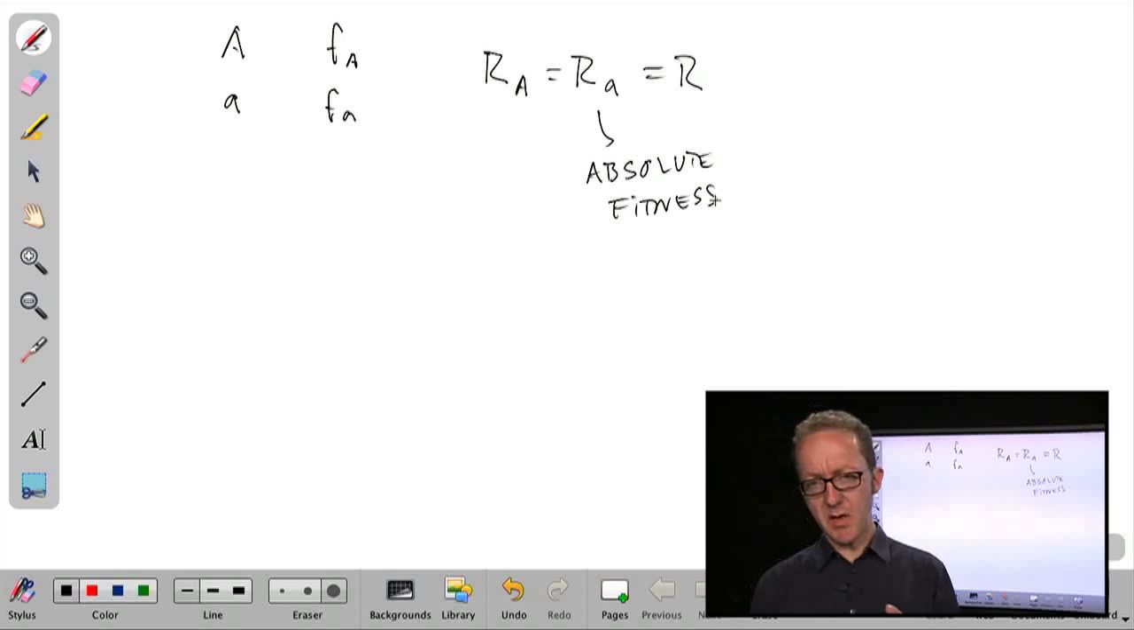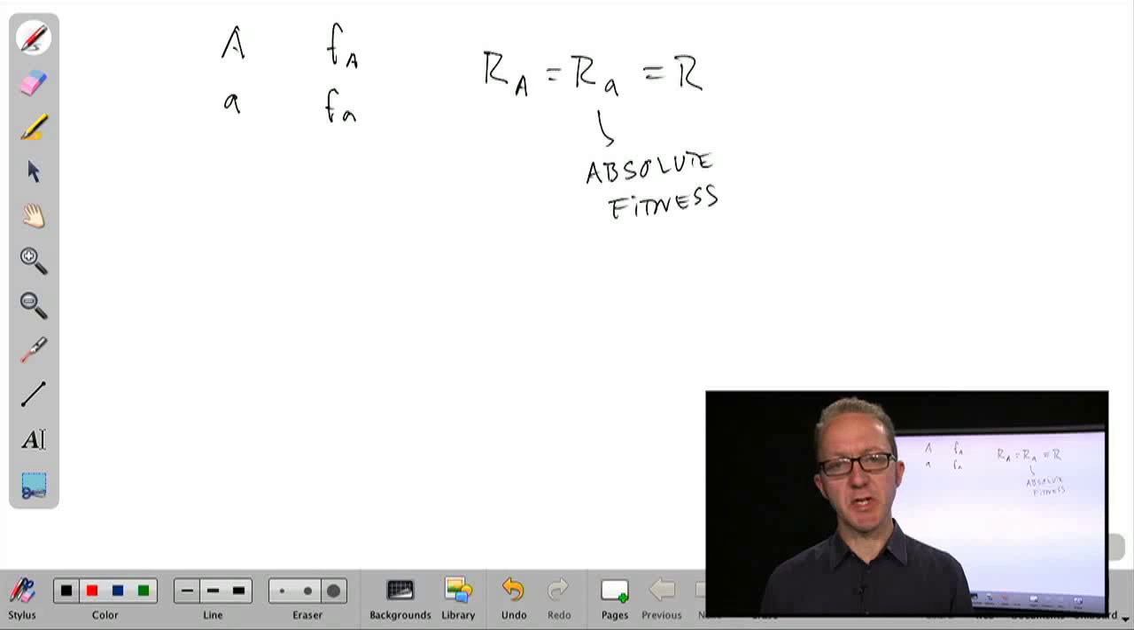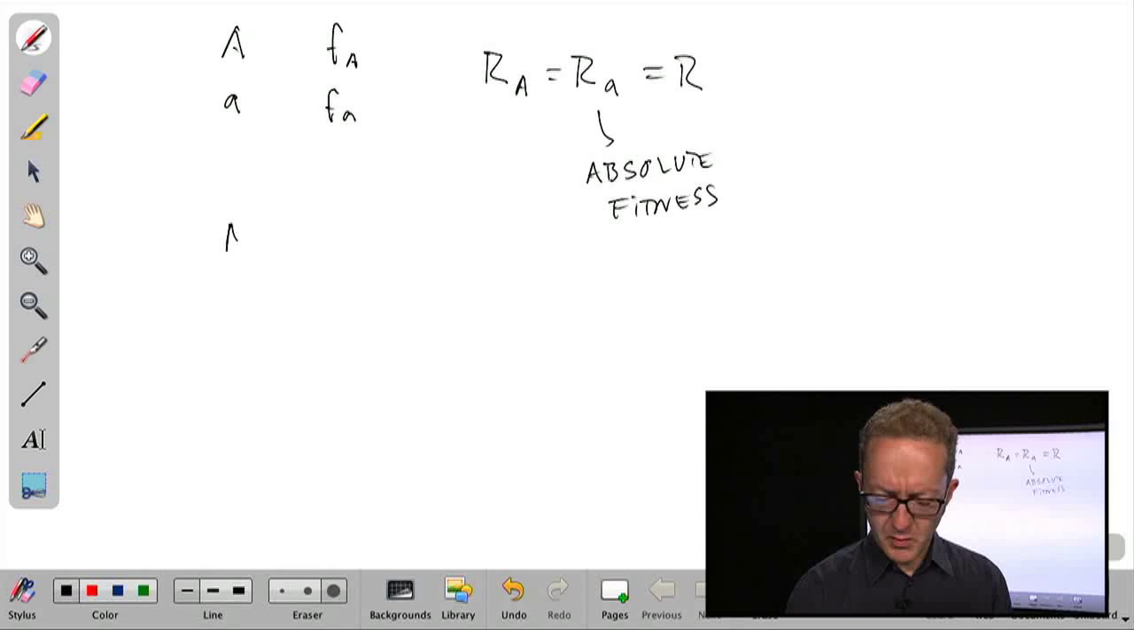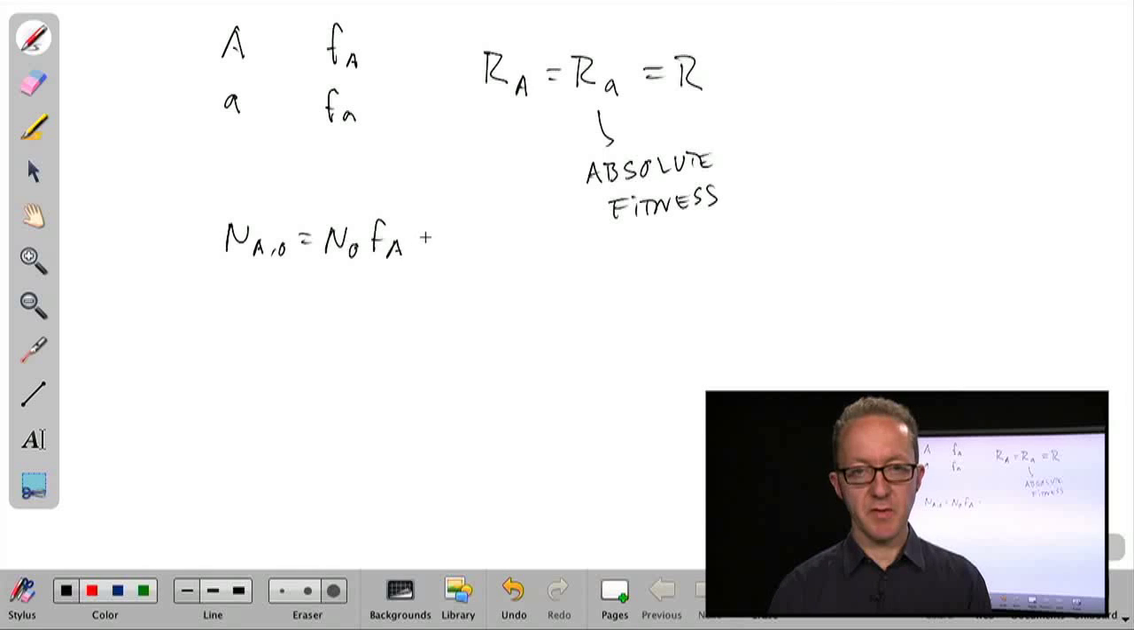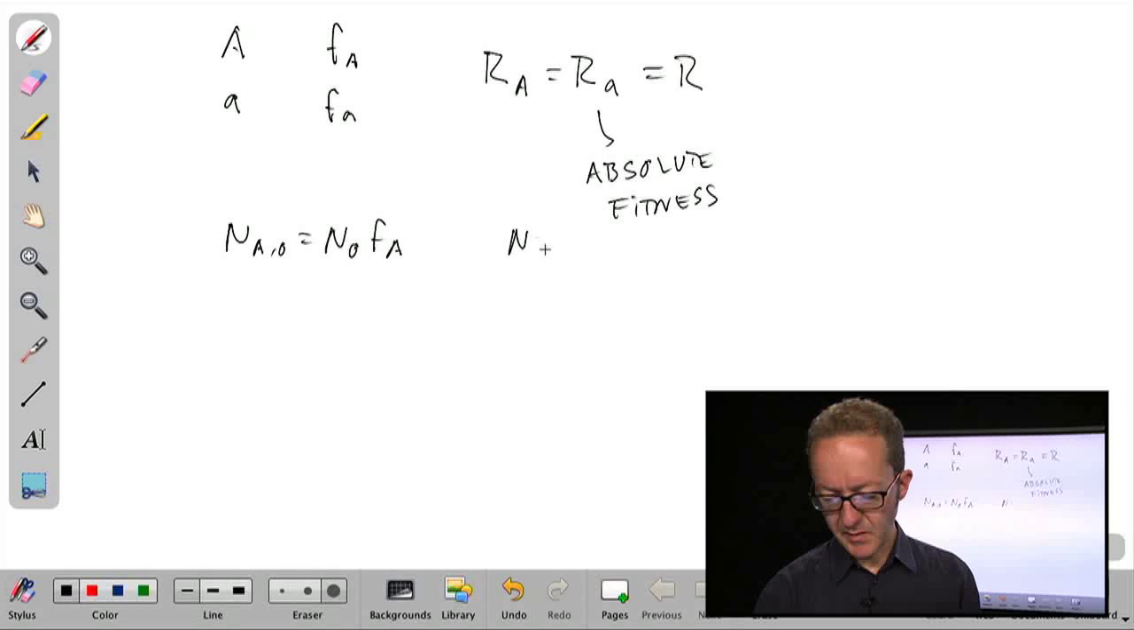Okay, so let's now explore what happens when a population containing two such alleles grows. First of all, we can see that the initial number of uppercase A present must be equal to the total number present at time 0 times the frequency of uppercase A. A similar expression can be written for lowercase a, of course.